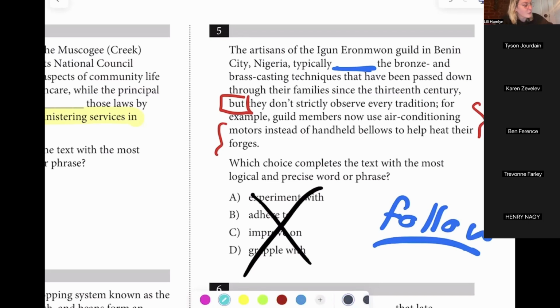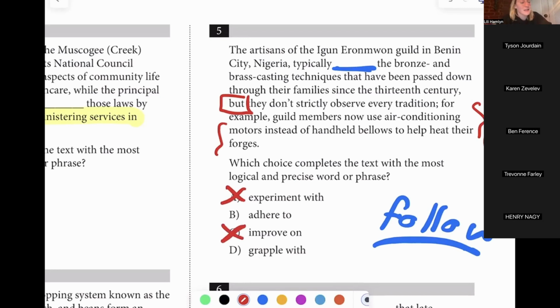So if we then reveal our answer choices, we can see that experiment with doesn't mean follow. Improve on is not right either. This would be the example of the improvements, but they're typically following it, so it doesn't mean improve on. Grapple with doesn't make sense in this context. They're not fighting with it or trying to understand it. So here we'd want adhere to, which means act in accordance with. So they're mostly following tradition, but not always.